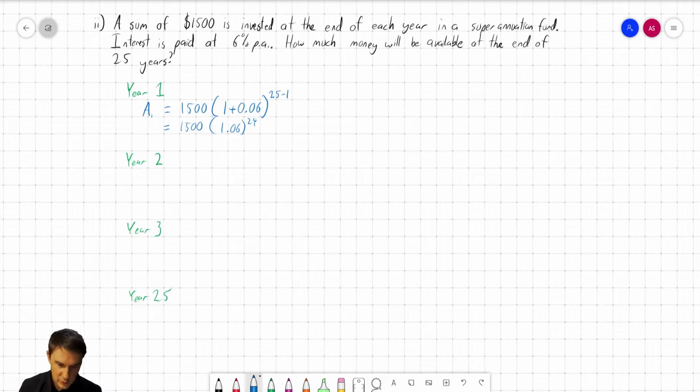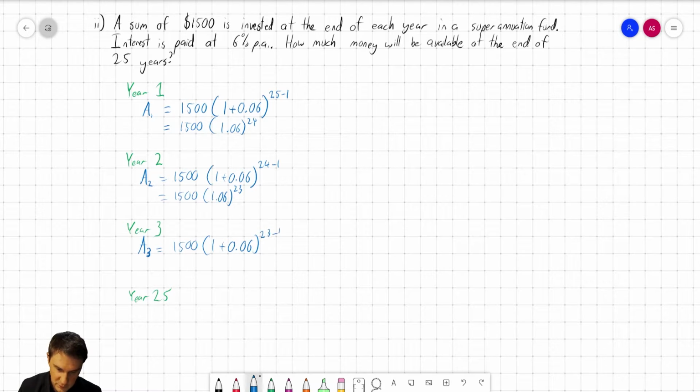Now, as we keep going on, we're going to have the second year here, and this is going to be 1,500. Again, 1 plus 0.06 to the power of 24 minus 1, which, as we simplify, gives us 1,500 times 1.06, and that's going to be to the power of 23. So as we get to year three now, the amount we're going to have is 1,500 times 1 plus 0.06 to the value of 23 minus 1. And that's going to be equal to 1,500 times 1.06 to the power of 22.